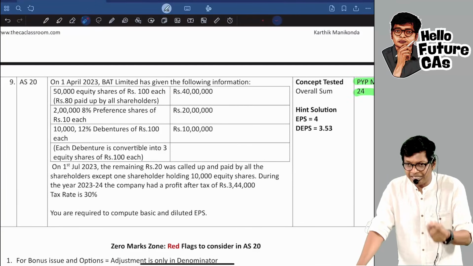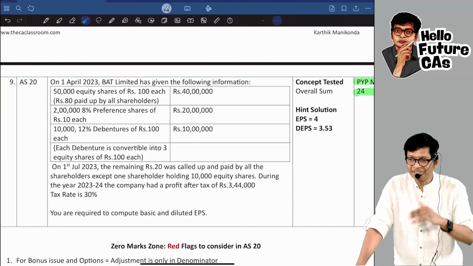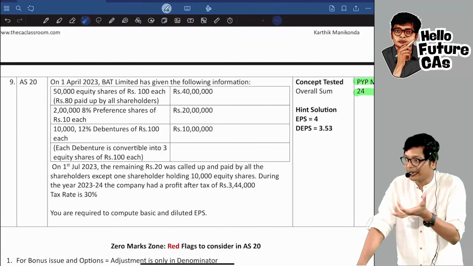What is not there is options. Options is not there. If options were there, you know, it's easy. Rank 1 will add to all.